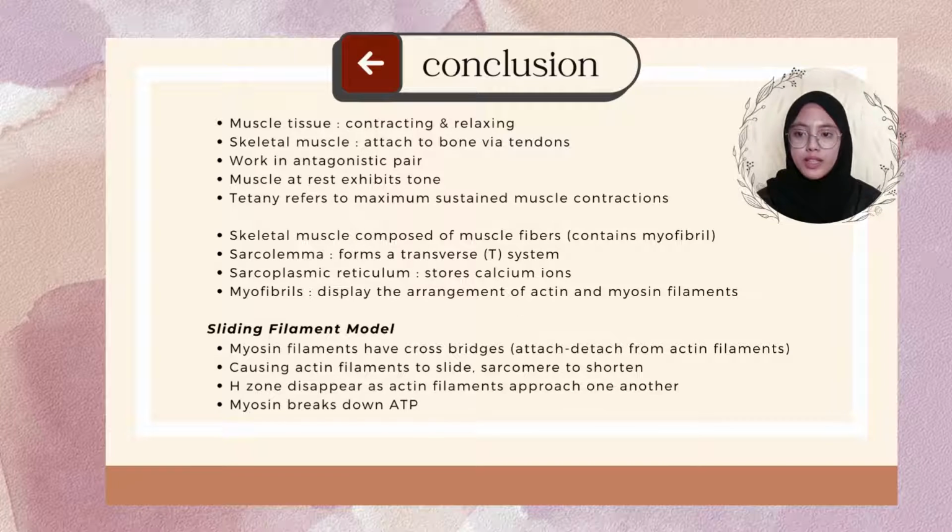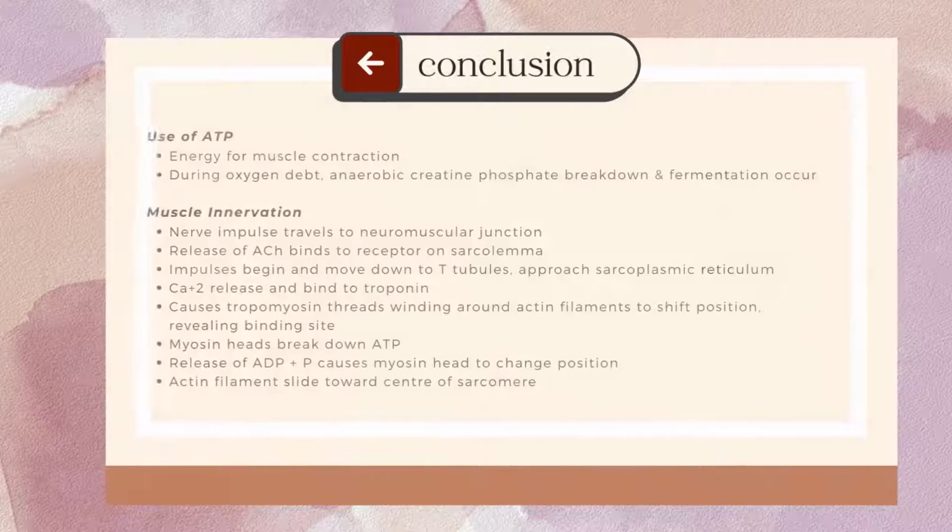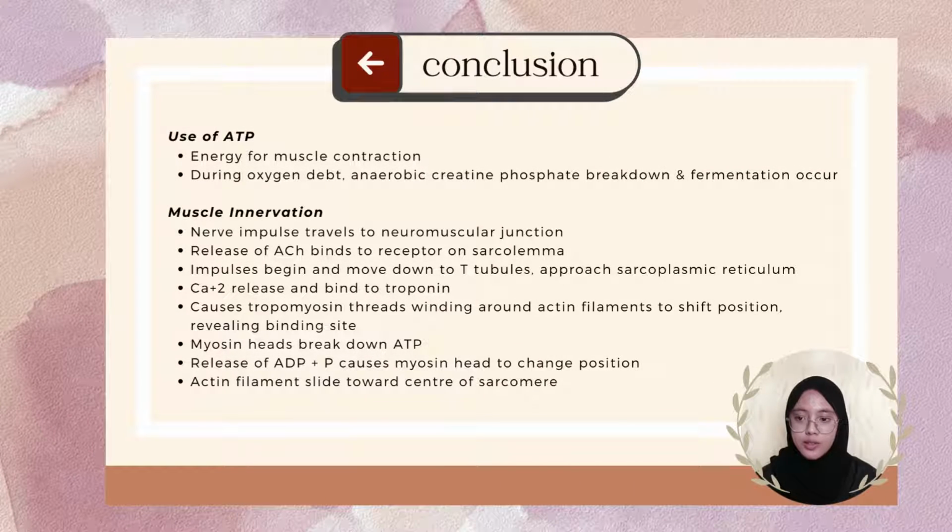The sliding filament model of muscle contraction states that myosin filaments have cross bridges, which attach to and detach from actin filaments, causing actin filaments to slide and the sarcomere to shorten. The H zone disappears as actin filaments approach one another. Myosin breaks down ATP, and this supplies the energy for muscle contraction. During oxygen debt, anaerobic creatine phosphate breakdown and fermentation can quickly generate ATP. Sustained exercise requires cellular respiration for the generation of ATP.